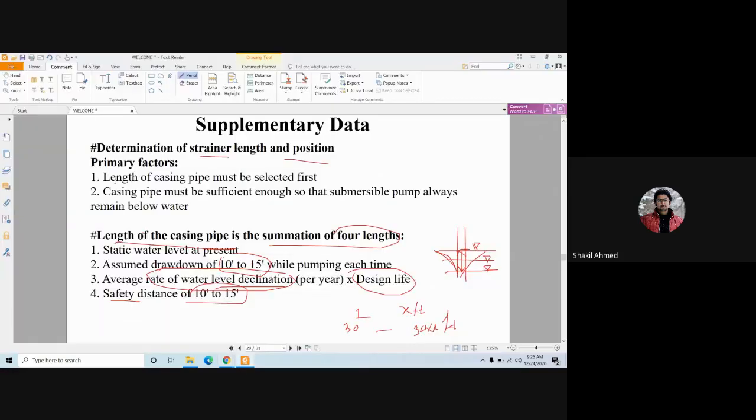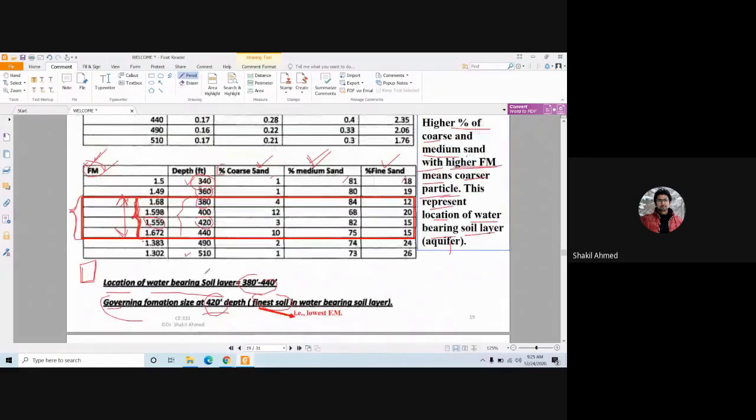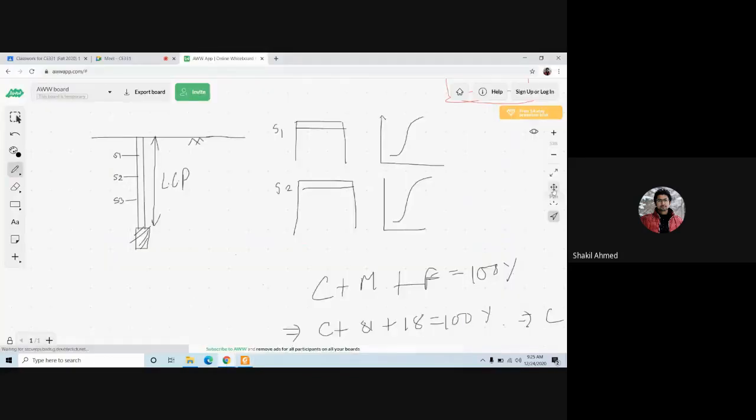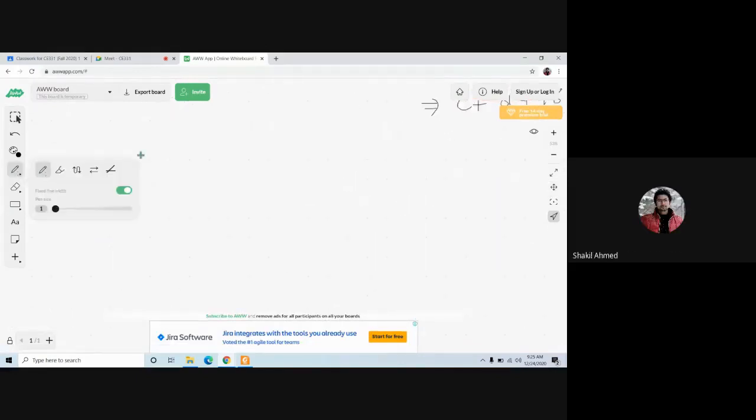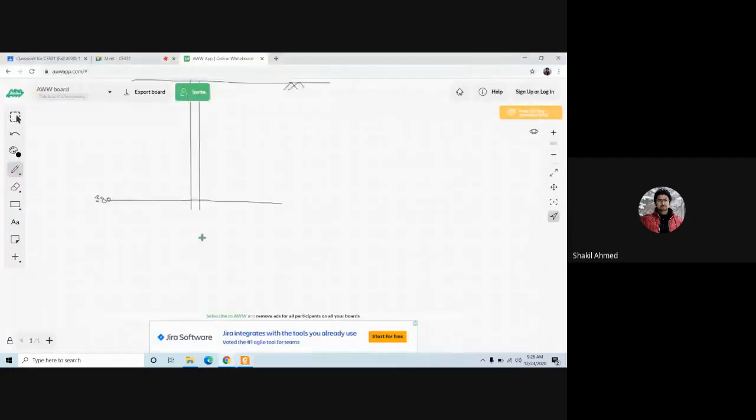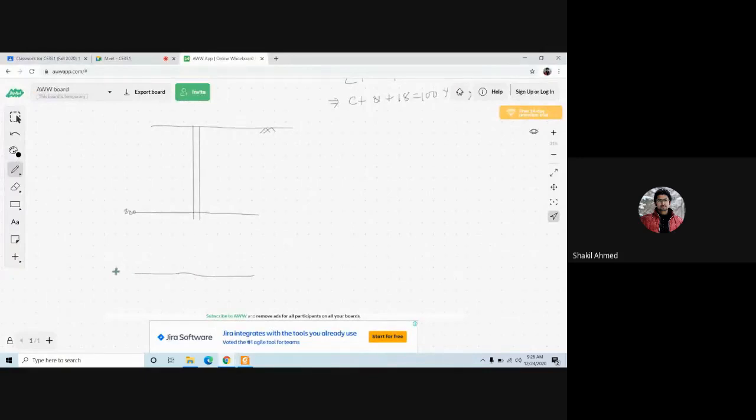First of all, the static water level at present. At present, where is the static water level? At 380 feet, am I right? Yes, sir. Let's draw it again. The ground surface. We have here at 380 feet to how much, guys? 440 feet. To 440 feet here. This is the aquifer, am I right?